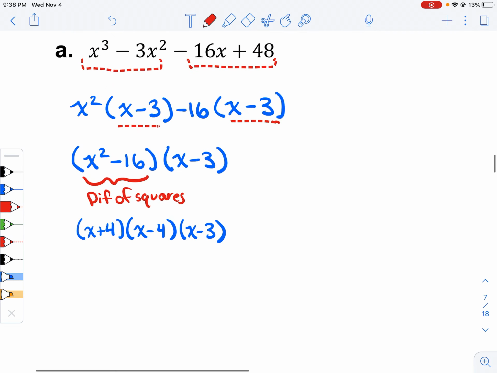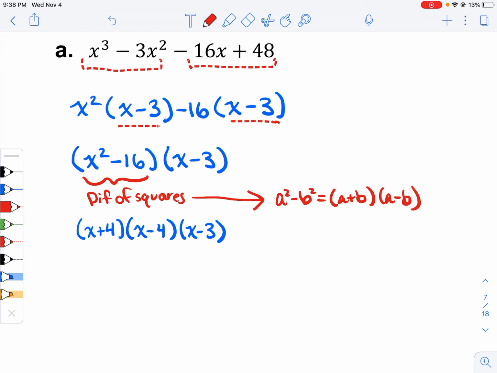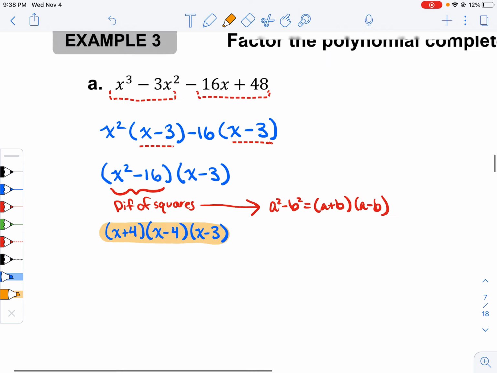If you're unclear of where this x plus 4, x minus 4 came from, you can review your difference of squares. Remember that it's in the form a squared minus b squared, which factors as a plus b and a minus b, so really all you're doing is naming an a and a b. I don't have any more powers, so now I know that this is completely factored. Let's look at another one.